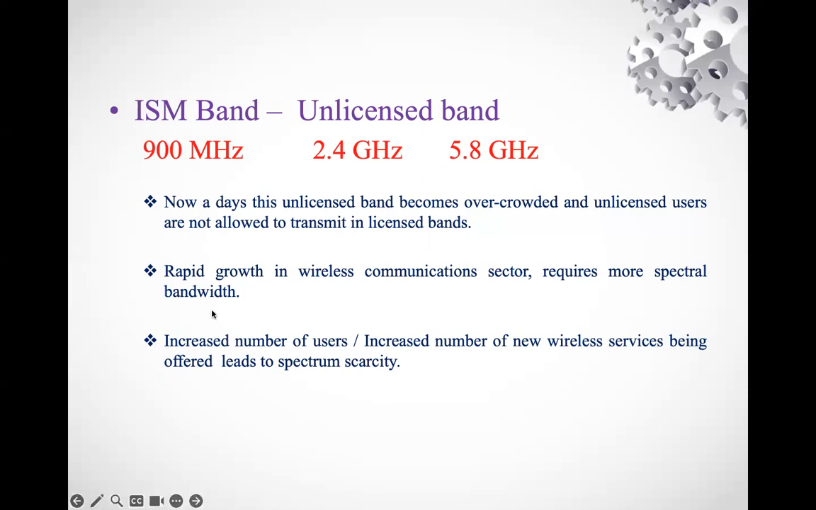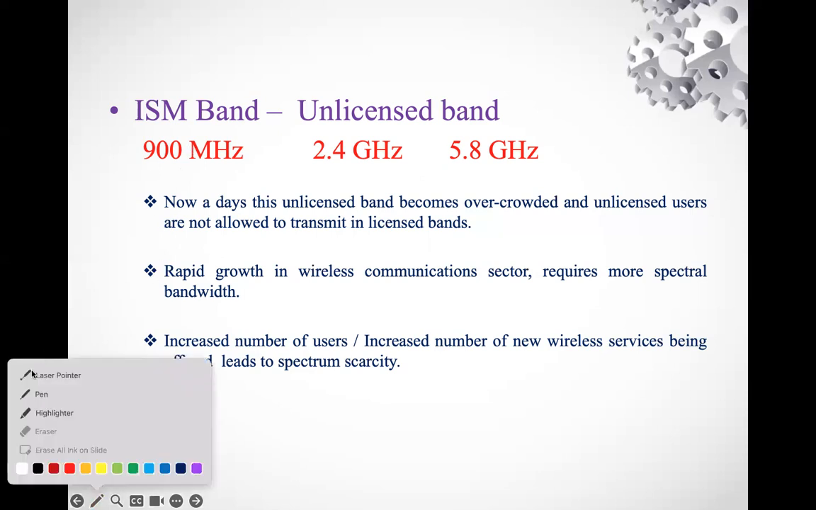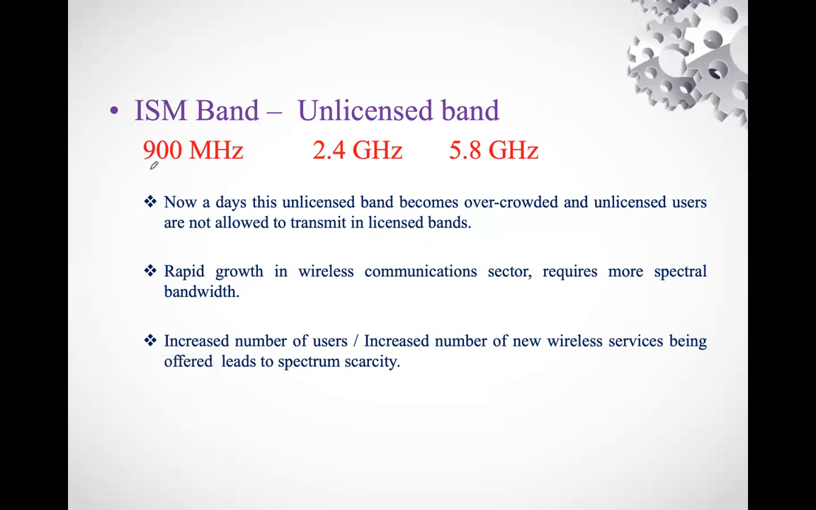So here we can see that there are different unlicensed frequency bands. One such band is 900 megahertz. Another band is 2.4 gigahertz. Another band is 5.8 gigahertz. So these are the unlicensed frequency bands.